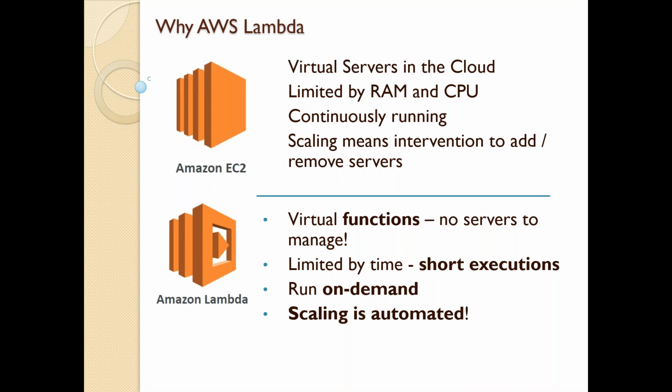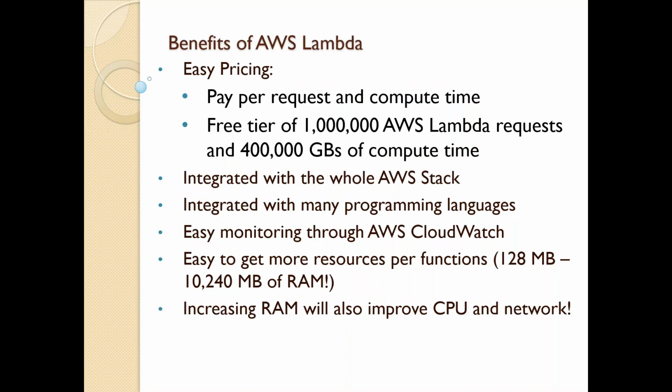Okay, so again, they are only short executions, right? 15 minutes max, not more than that. So if your requirement is to run something within 10 minutes, better to use Lambda than EC2. If you want to run applications which will execute more than 15 or 20 minutes, go for EC2. So the benefits of Lambda: easy pricing, pay per request and compute time.